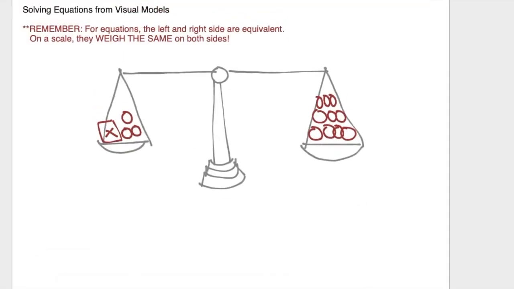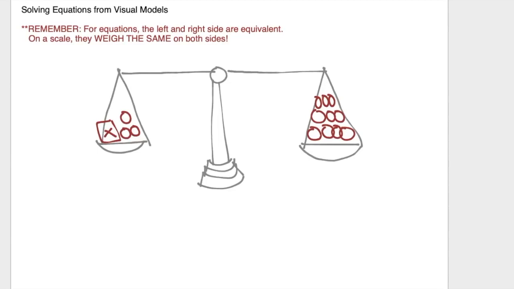We're going to start with talking about solving equations from visual models, and this one right here is, as you can tell, the scale model. And you might want to pause the recording just to jot down this reminder. Remember, for equations, the left and right side are equivalent. On the scale, that means they weigh the same on both sides. Make sure you write that down, and remember to label this as a scale model.